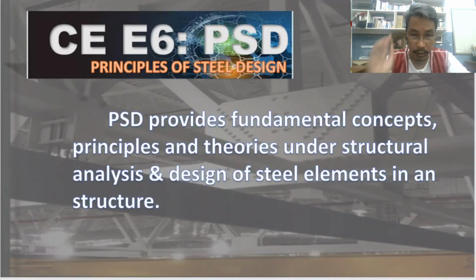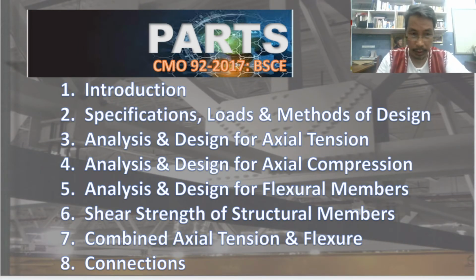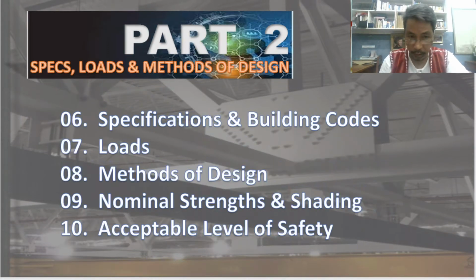Let's start the discussion by again repeating our objective of the course. This course would provide fundamental concepts, principles, and theories under structural analysis and design of steel elements in a structure. There are 8 major topics. We are already in major topic number 2. Under this, we are now on module number 9 about nominal strengths.